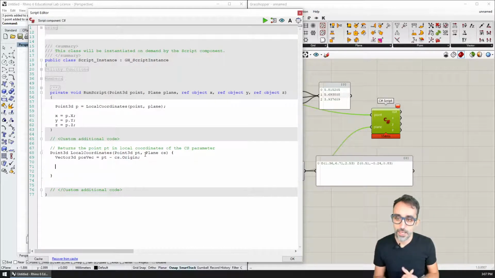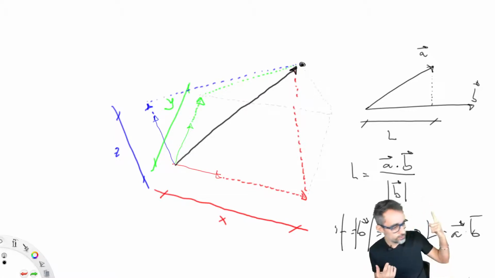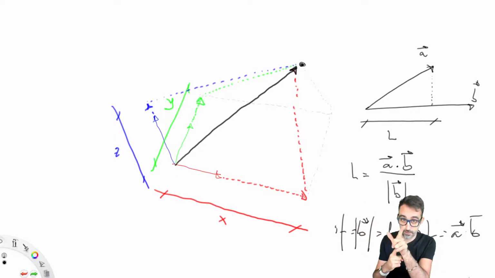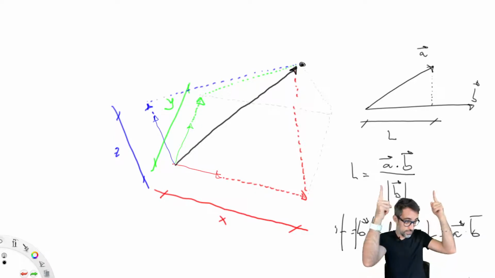All right. Now, I want to find the length. I want to find the projection of this vector on each one of the axes of the plane. So remember what we just described here. If I do the dot product of that vector with the x-axis, because the x-axis is a unit vector, I will directly get the length of that projection, as I have it here in this formula.